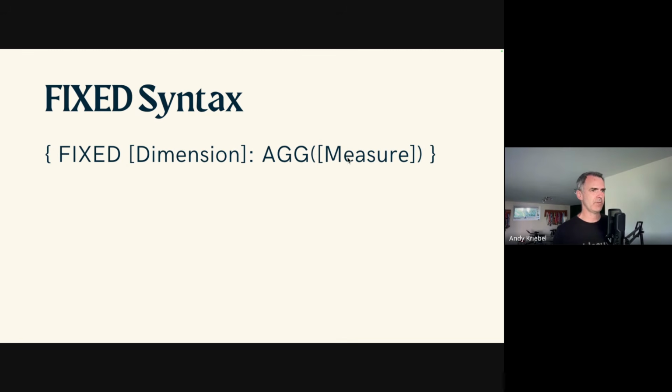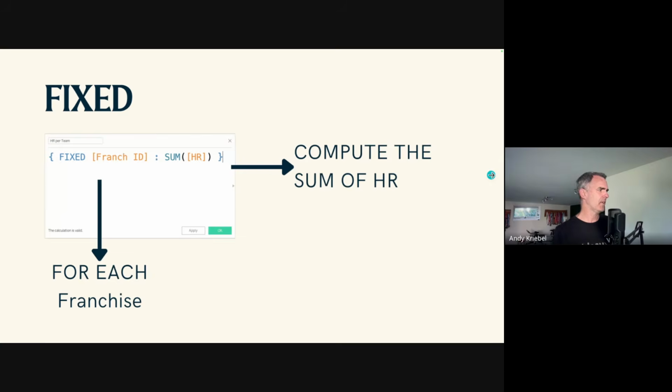So here's an example of how we would read these. I did this earlier with the table calcs as well. The fixed part is my for each. So for each franchise, compute the sum of home runs. Or if you like saying group by, you could say compute the sum of home runs grouped by franchise. Both of those work. I see some of you nodding your heads with the group by, and some of you for the for each. So whichever way works for you. The left-hand side is your group by or your for each.